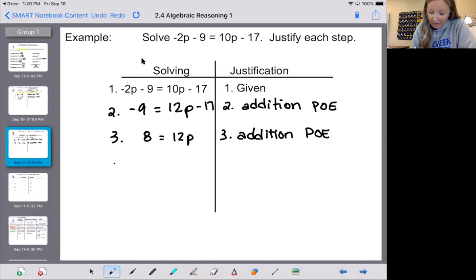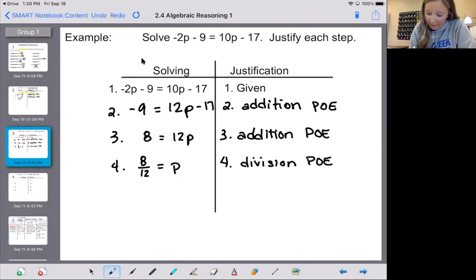All right, next, I'm going to get 8 over 12 equals p, right? If I move the 12 to the other side, that is the division property of equality. And then line 5, of course, we're going to simplify or reduce this fraction. If I divide them both by 4, I get 2/3 equals p. So line 5 for me, how did I get 2/3? I just reduced or simplified.